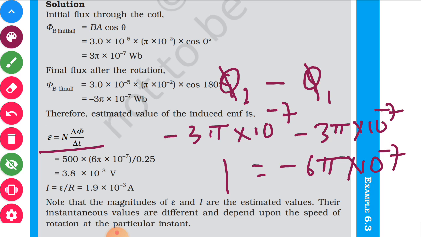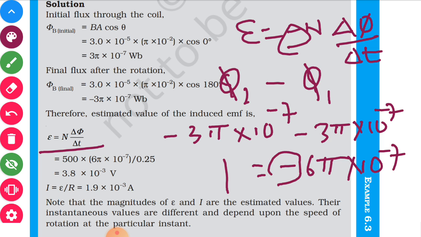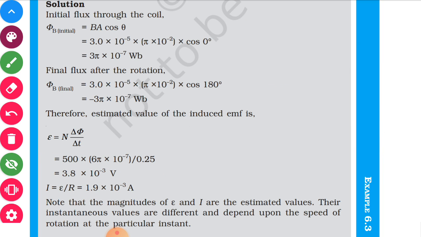And as you know, the electromotive force is minus N delta phi by delta t. So this minus and the minus of the change in flux will cancel out. So it is taken as the magnitude, 6 pi into 10 raised to minus 7 upon the time interval 0.25. Simplify it and you will get the induced electromotive force. Now the current can be found: voltage upon resistance. Resistance is given, so we just have to place those values and get the answer.